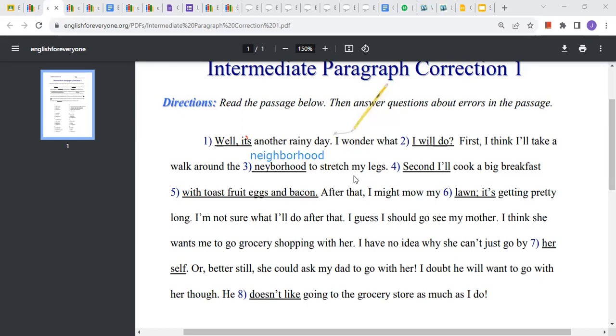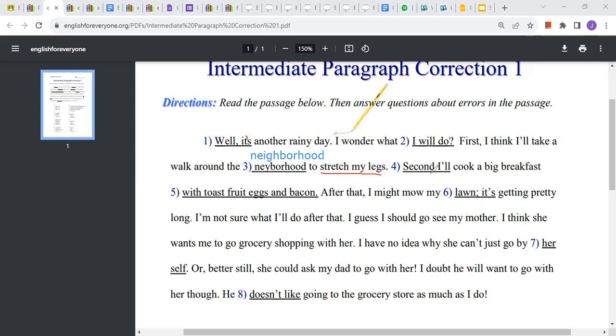To stretch my legs. By the way, ايش يعني to stretch your legs؟ مد رجلك يعني. زي كيف لما اجي احكي لكم بالعربي تعبت من القعدة بدي اقوم اتحرك, هيك مبدأ stretch my legs. او بدي احرك اجري.